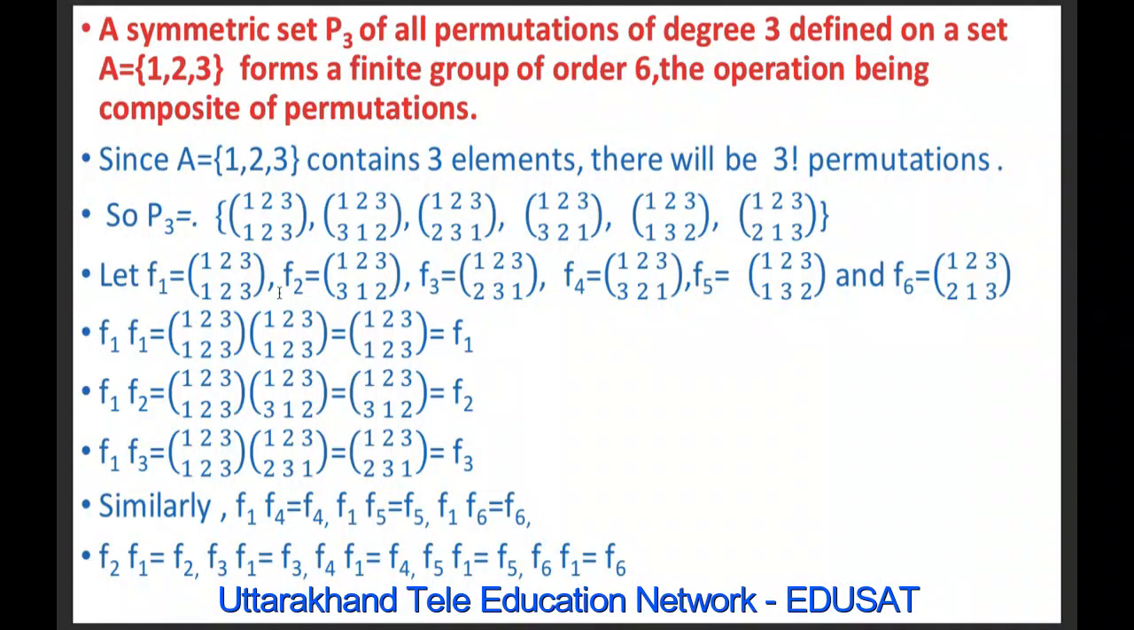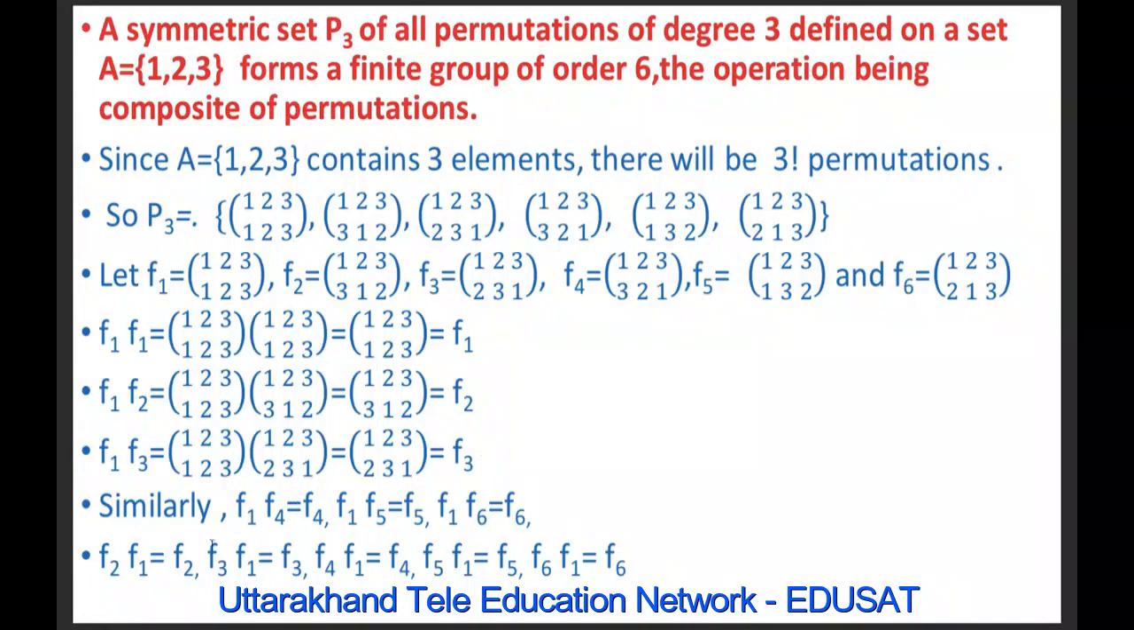So notice one thing: in F1 the first row is 1 2 3 and the second row is also 1 2 3, meaning the image of each element is the same. That is, F1 is an identity transformation. So when we operate the identity transformation on any transformation, we get the same transformation. So F1 F1 is equal to F1, F1 F2 equal to F2, F1 F3 equal to F3.